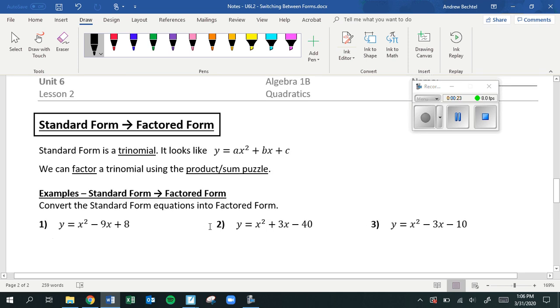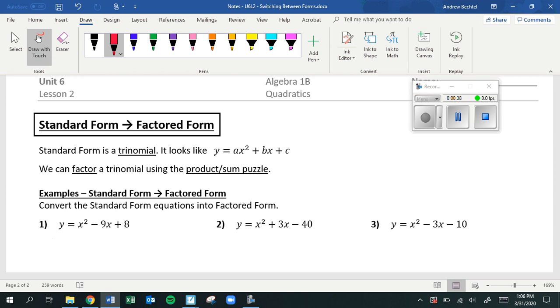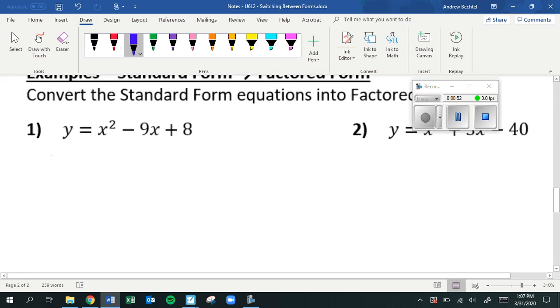It's important for us to remember that standard form is the trinomial. It's ax squared plus bx plus c. Last unit, we saw how we could factor a trinomial using the product sum puzzle. We wanted our product to be c and our sum to be b. So we're looking for a pair of numbers that multiplies to c and adds to b. It's probably easier with some specific numbers. So let's take a look at some examples.